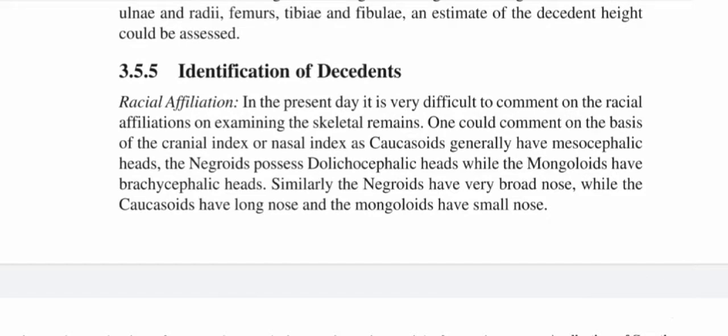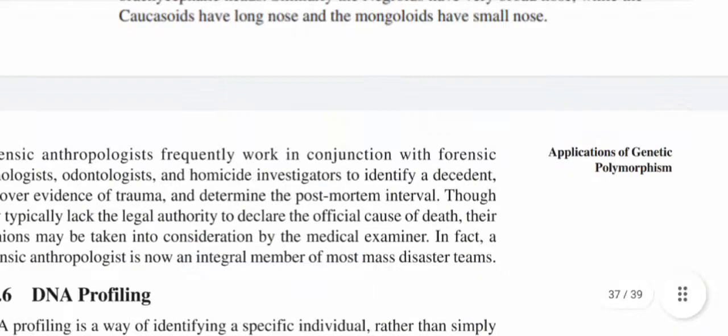Identification of decedents. Racial affiliation. In the present day, it is very difficult to comment on the racial affiliations on examining the skeletal remains. One could comment on the basis of the cranial index or nasal index, as Caucasoids generally have mesocephalic heads and Negroids possess dolichocephalic heads, while the Mongoloids have brachycephalic heads. Similarly, the Negroids have very broad nose, while the Caucasoids have long nose and the Mongoloids have very small nose.